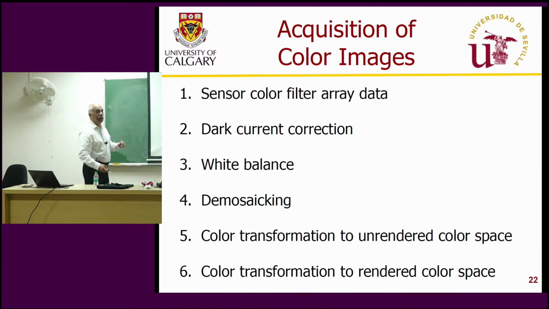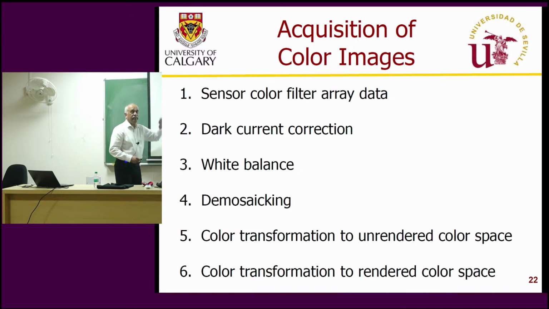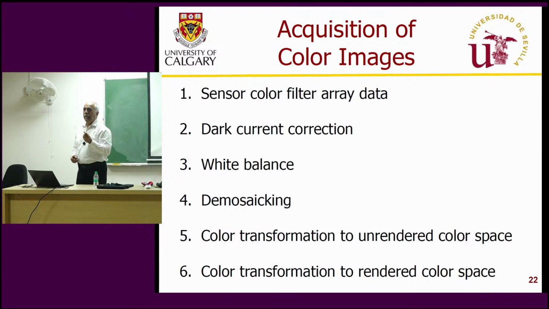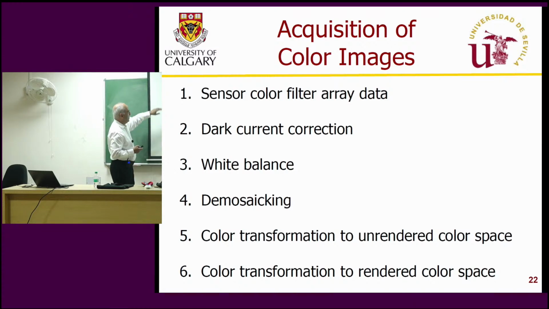So instead, there is a color filter array. You need dark current correction because the CCD elements have some noise. So even when there is no light, when the lens cap is on, there will be some electrons jumping around due to thermal energy, and there will be some dark current you have to correct for.